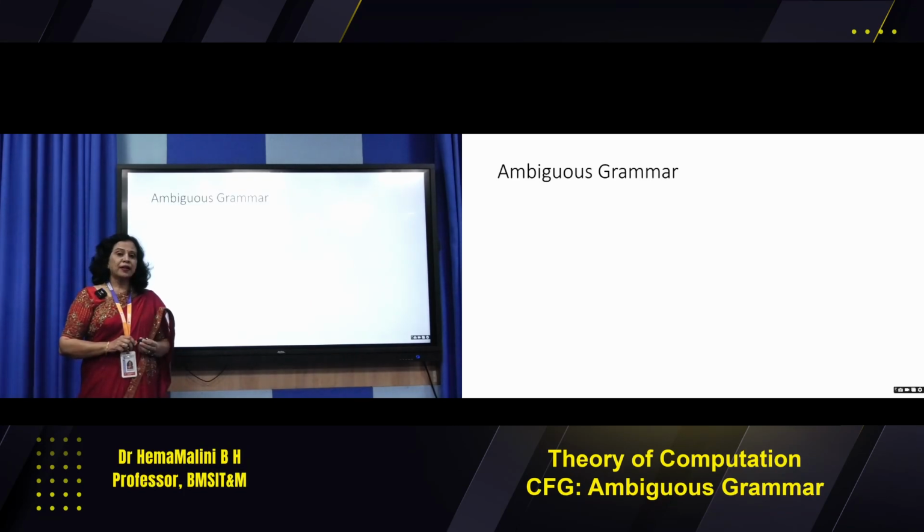Hello students. Now let's discuss ambiguous grammar. So what is an ambiguous grammar? That is the first question to be answered. If the grammar has two leftmost derivations or two rightmost derivations or two different parse trees for the same sentence, then we say the grammar is said to be ambiguous.